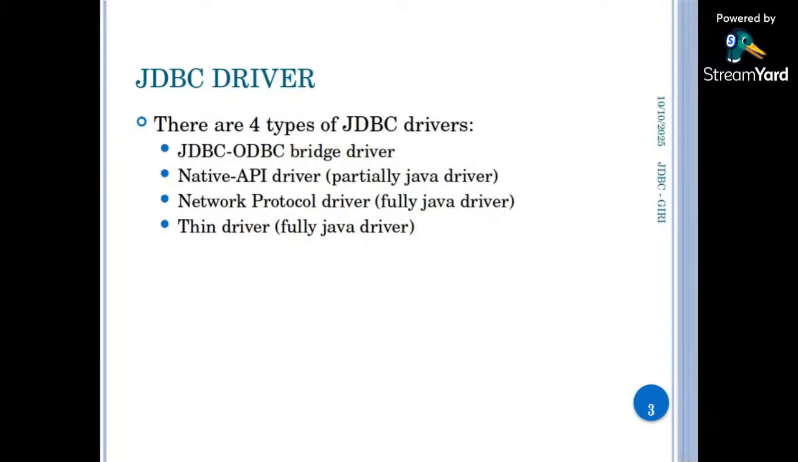The first one is the JDBC-ODBC driver. The second one is the native API driver, where Java developers will be creating this driver for all the databases. The third one is the network protocol driver, where in a server system we'll be adding all these drivers so that they connect to my databases. And the last one is the thin driver, in which the drivers are developed by the database vendors. We can just add the package to my application, which will act as my library.